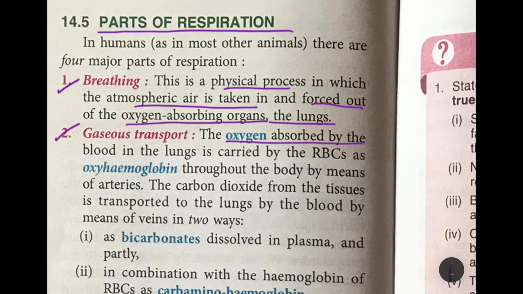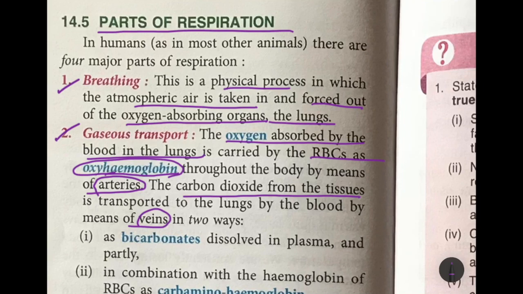Next is gaseous transport. The oxygen which is absorbed by the blood in the lungs is carried by the red blood cells. Red blood cells have a part which is known as hemoglobin, and oxygen will attach to it as a compound which is called oxyhemoglobin, and then it is carried throughout the body by means of arteries. Arteries are blood vessels which carry oxygen rich blood, and then the carbon dioxide from the tissues is transported back to the lungs by the blood by means of veins. That means veins are the blood vessels which carry carbon dioxide rich blood, so oxygenated and deoxygenated blood.